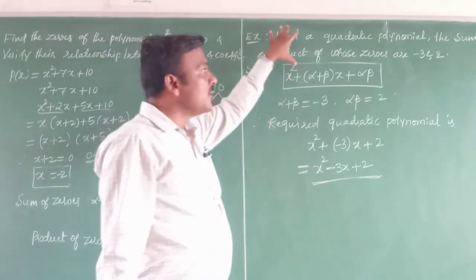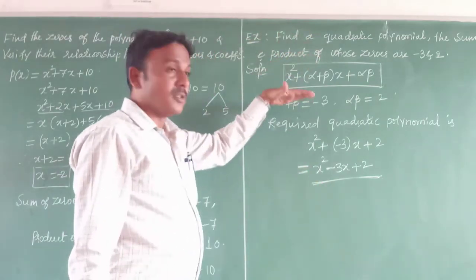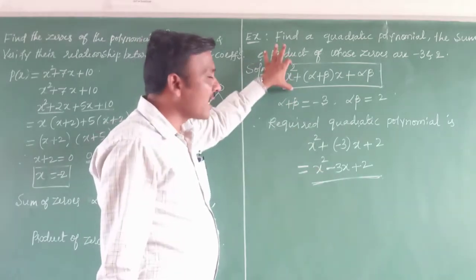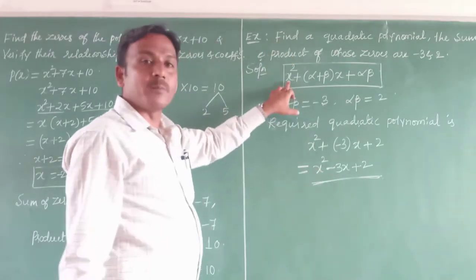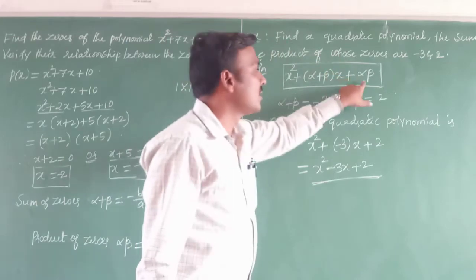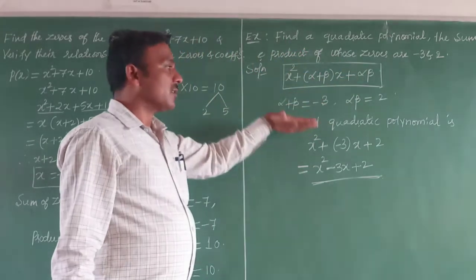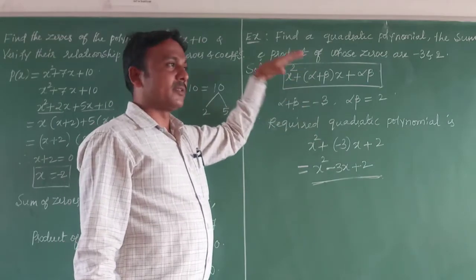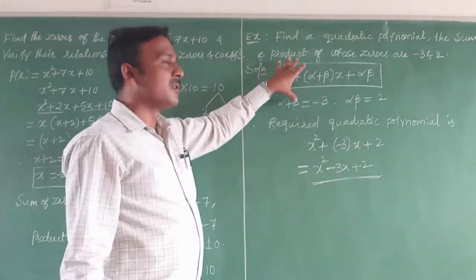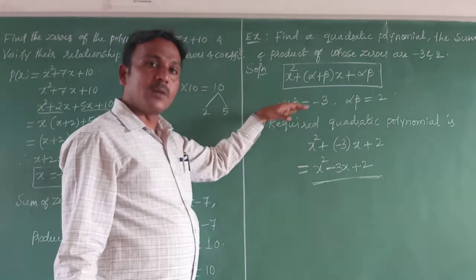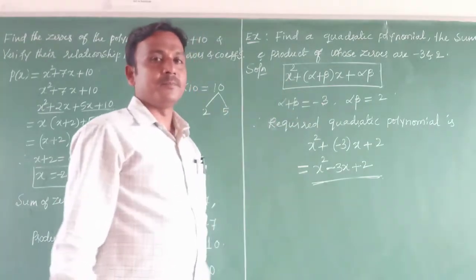By using the given zeros, we need to write the quadratic polynomial. This is the standard form to write the quadratic polynomial, so you should remember this one. This is important here, okay? These types of questions were asked in the previous exam, so you have to remember this one. Next, I will start one more type of exercise.